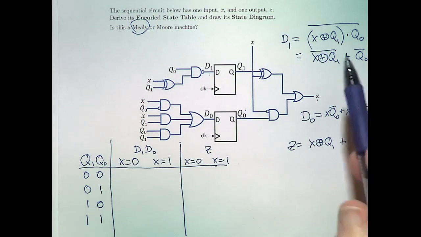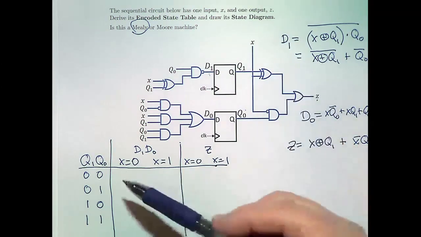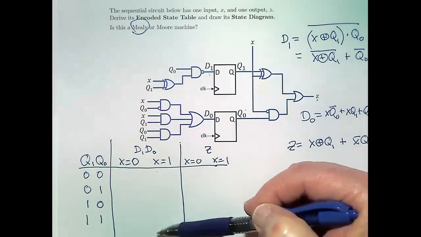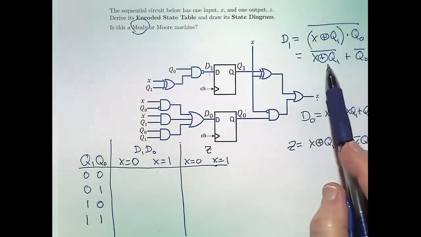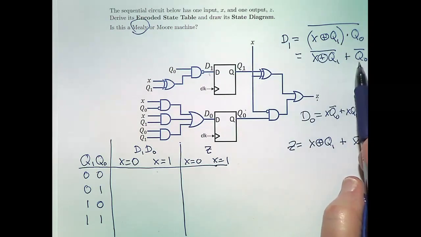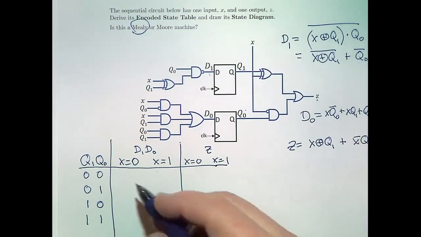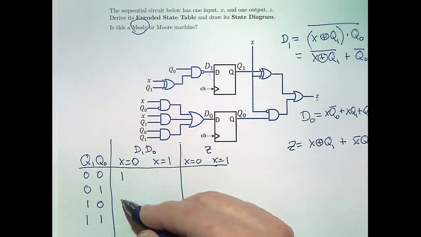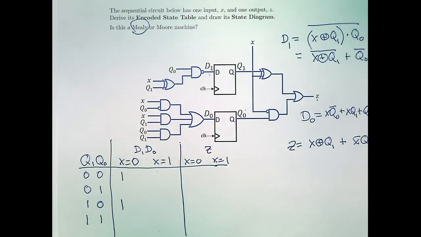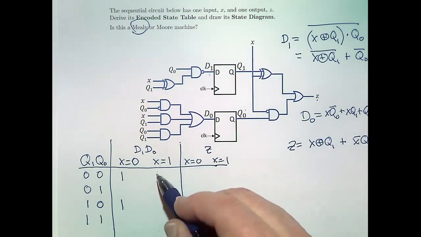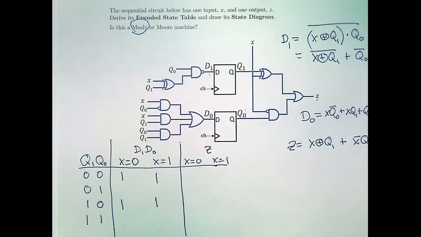So let's look at D1 first. So D1 is going to be the first column. And D1 is 1, well, when Q0 is 0, right? Because this is an OR. So whenever Q0 is 0, D1 is 1. So that happens, let's see, that happens here and here. And it also happens when X is 1, right? So I can put 1s there.